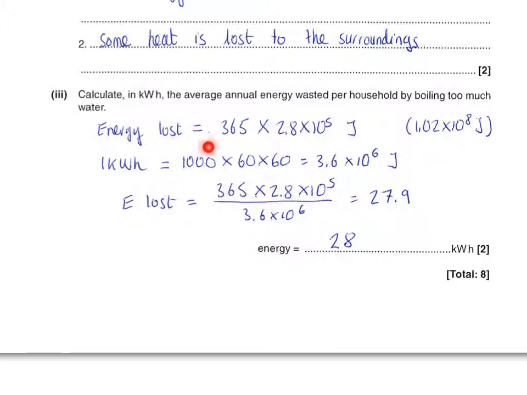So that energy loss that we have, if we want it in kilowatt hours, is 365 times the daily amount. So that's that bit there, the total energy loss divided by the 3.6 times 10 to the 6, and it works out as around 28 kilowatt hours. So that's G484 homework booklet question 7.